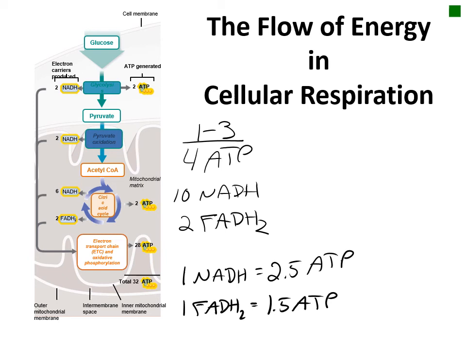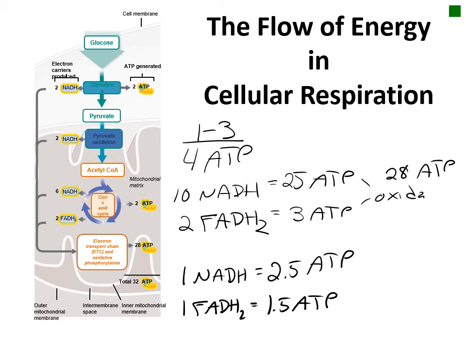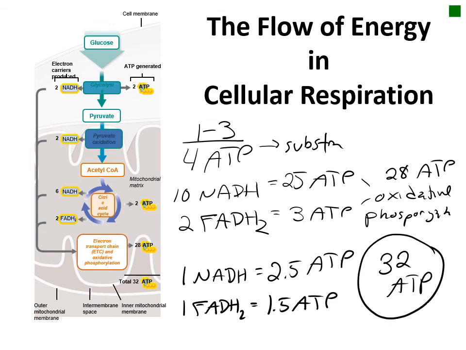Using this information, we can determine that 10 NADH will produce 25 ATP through the electron transport chain, while 2 FADH2 will produce 3 ATP through the electron transport chain. That produces a total of 28 molecules of ATP through oxidative phosphorylation, combined with the 4 through substrate level, gives us a total of 32 ATP for all of cellular respiration.